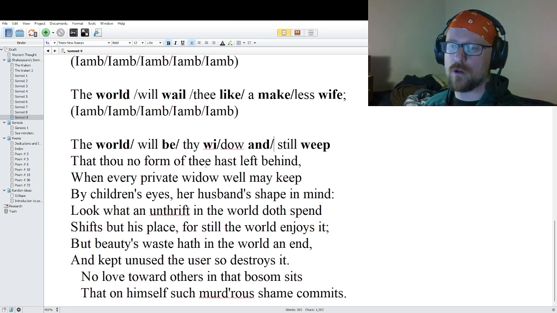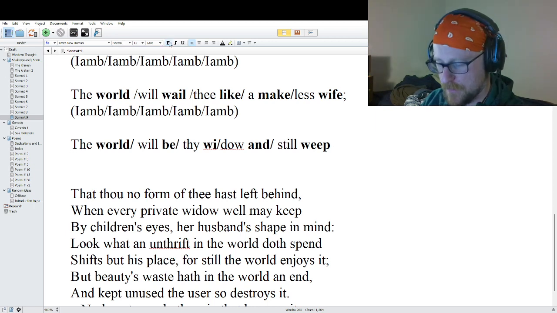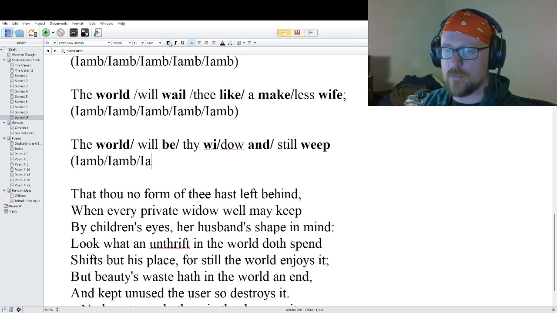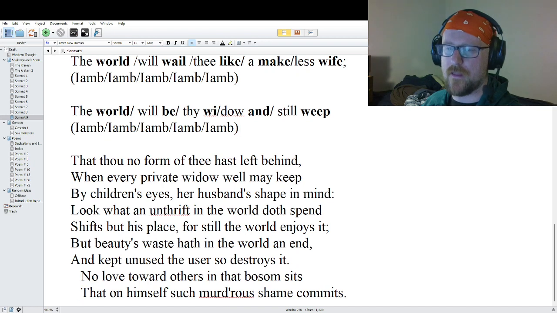But anyways, again, the world will be thy widow and still weep, right? So that is iambic pentameter. Now this next line is getting cooler, right? That thou no form of thee hast left behind.